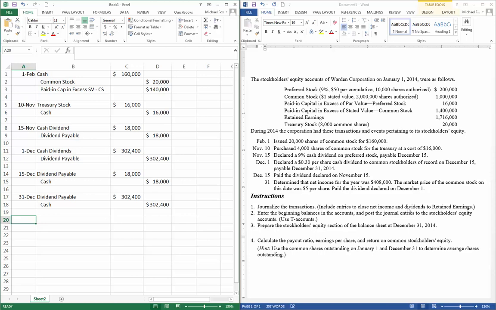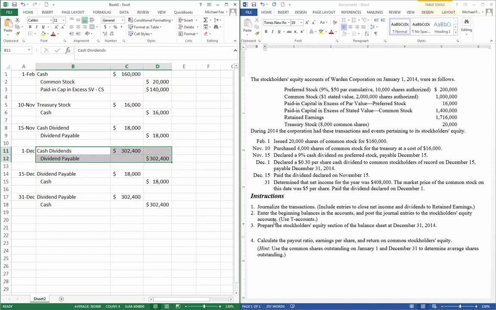Paid the dividend declared on December 1st. So what they did there is they gave us a bunch of obfuscating or confusing information, but none of that mattered because the dividend had already been declared. All we were doing is paying it out in cash. It may come back if they want us to do something later that we'll need that information, but for that part, we didn't need it.